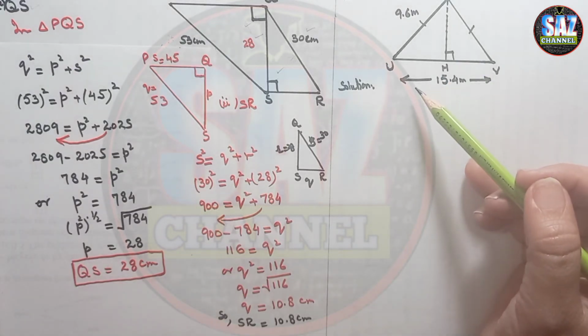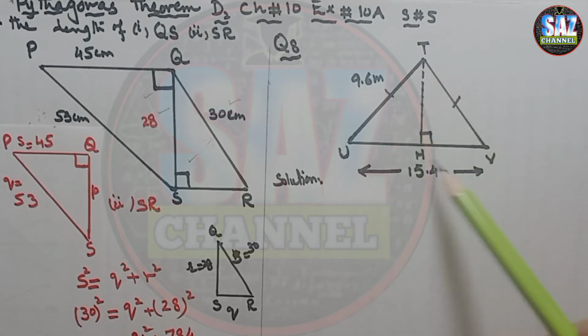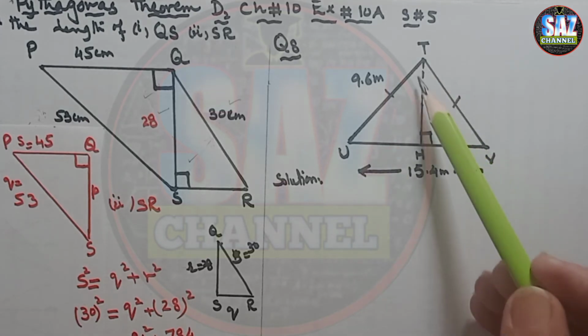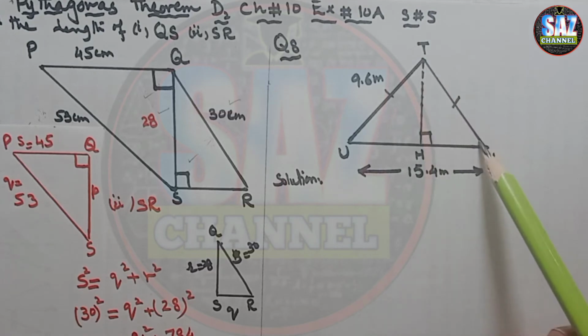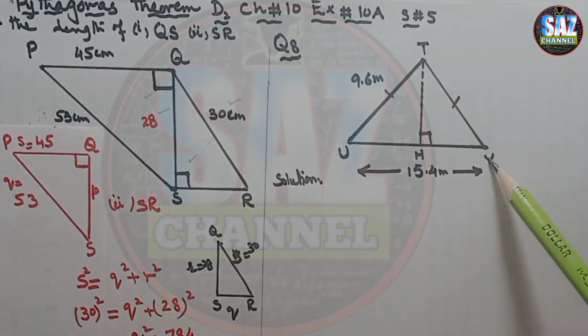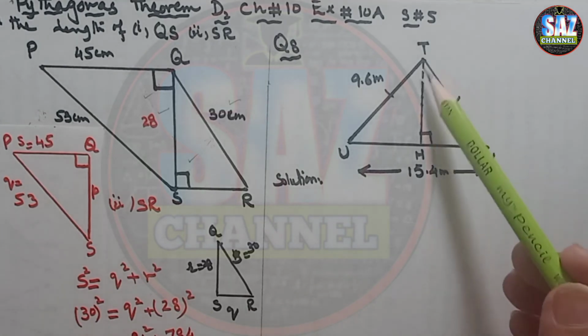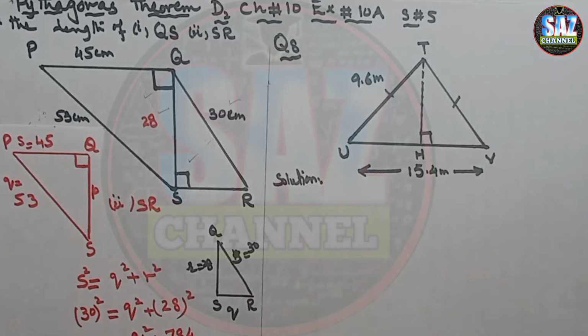The question says, the figure shows an isosceles triangle TUV, where TU equals TV equals 9.6 meters and UV, which is the base, is 15.4 meters. Find the height TH of the triangle. Okay, let's move to the solution of the question.